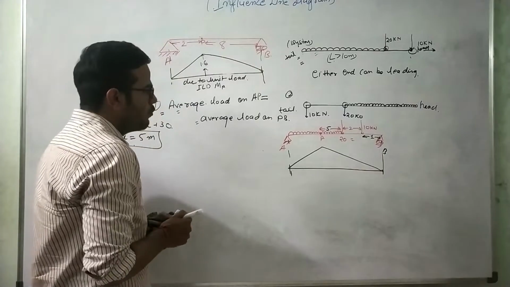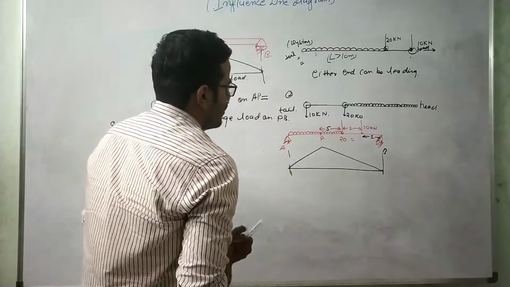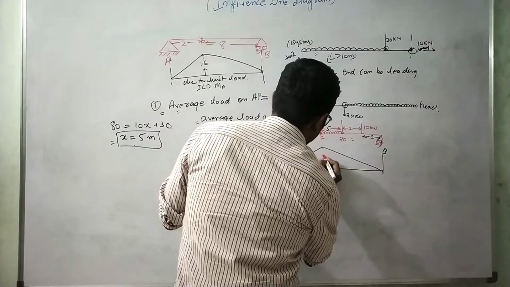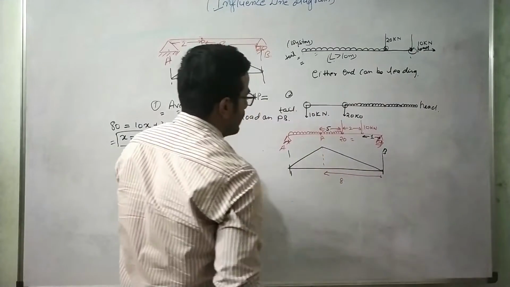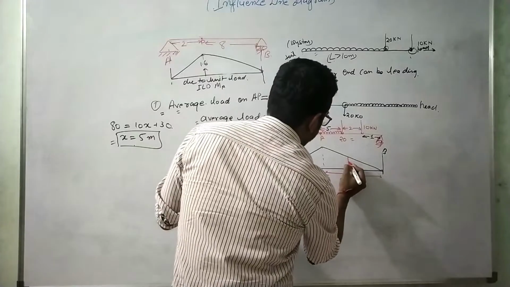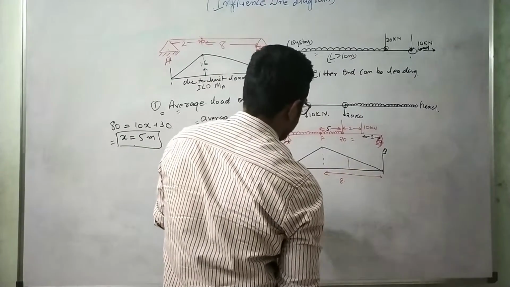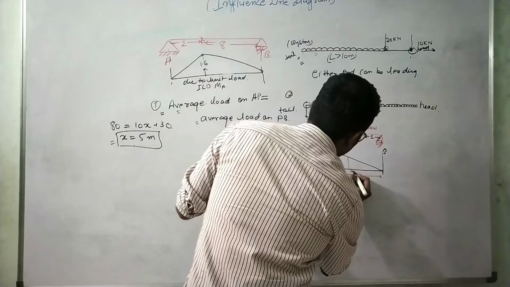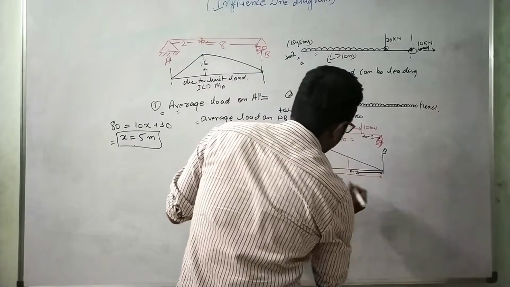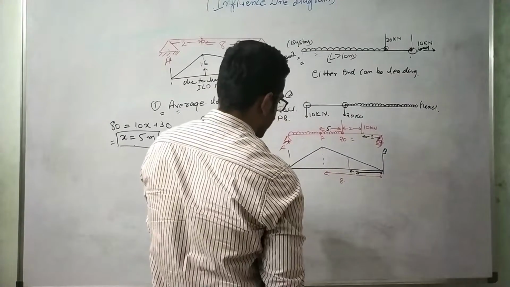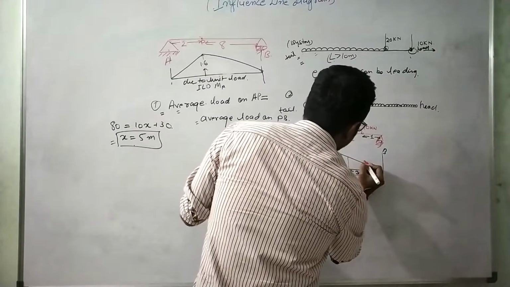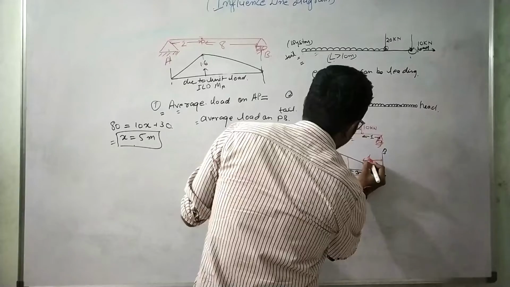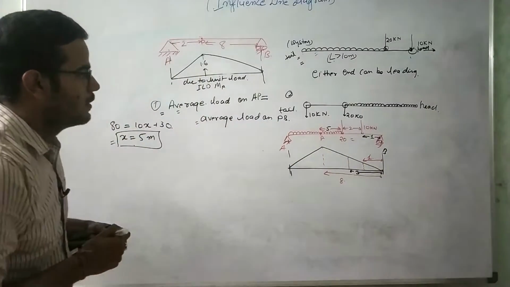So when this is the distance 8 meter, and at a distance of 5, so this distance will be 3. And again we need to calculate one more ordinate under the 10 kilonewton load, and the distance from here is 1 meter.